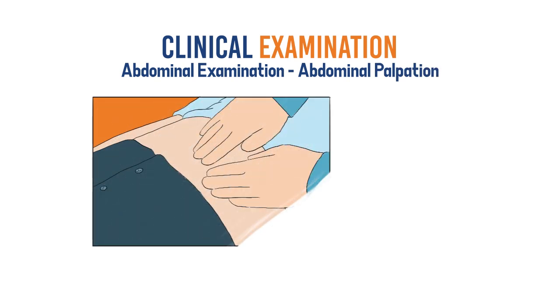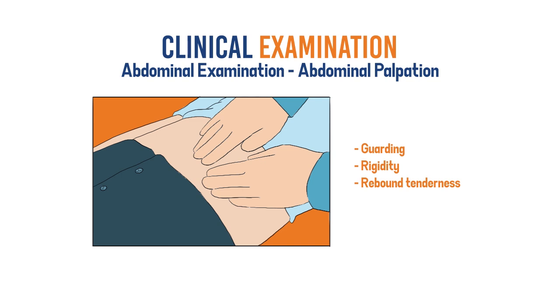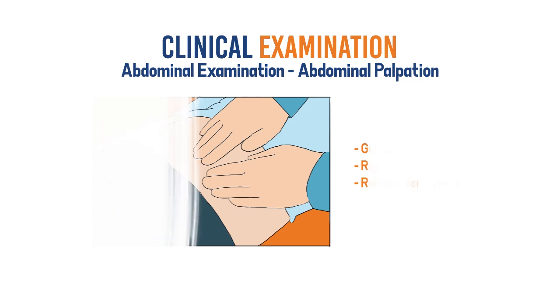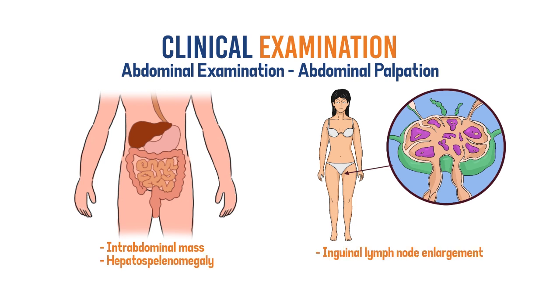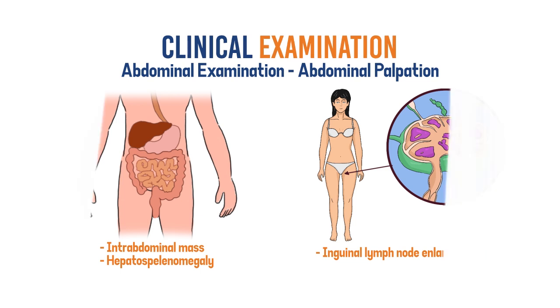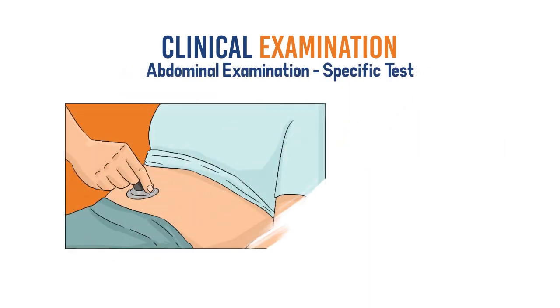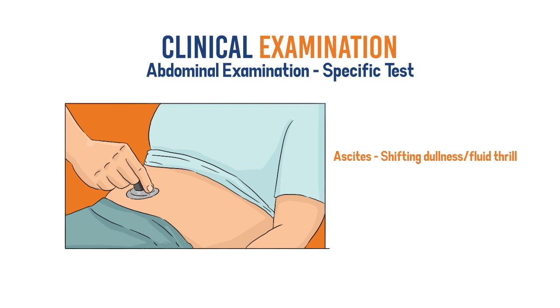When conducting abdominal palpation, check for guarding, rigidity, and rebound tenderness, which can signal the presence of an acute abdomen. Also, palpate for intra-abdominal mass and enlargement of other organs, for example, hepatosplenomegaly or inguinal lymph node enlargement. Specific tests can also be done to determine ascites, shifting dullness, or fluid thrill. Palpation can be conducted to check for supraclavicular node enlargement.